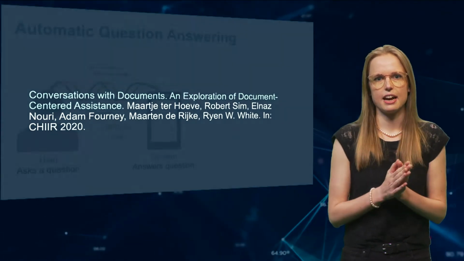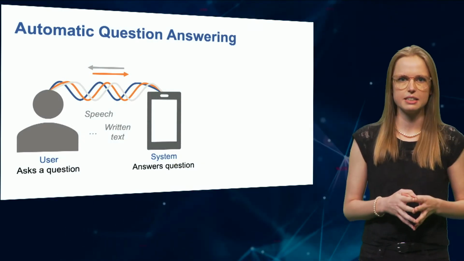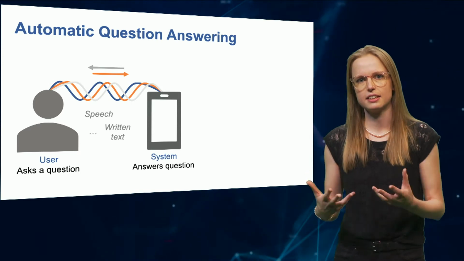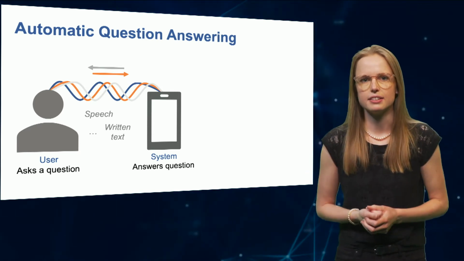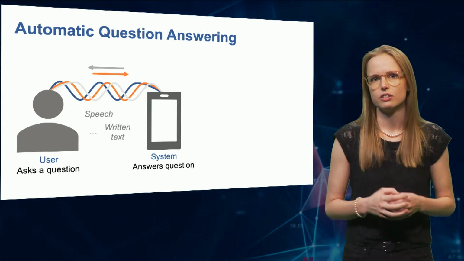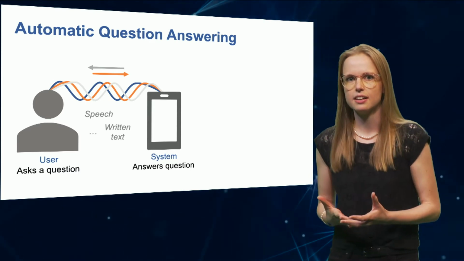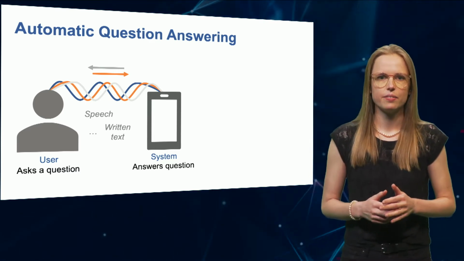Now, this was a good example of automatic question answering. A user posed a question to a system, a voice assistant in this case, and the system replies with the answer. And note that this does not always have to go via voice. For example, both input and output, so question and answer, can also be written text.